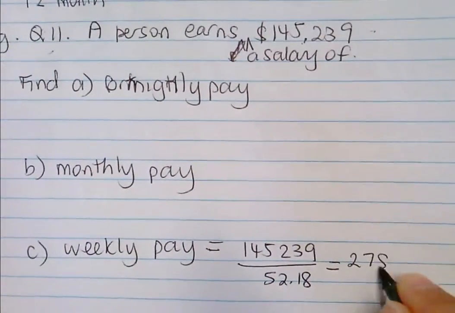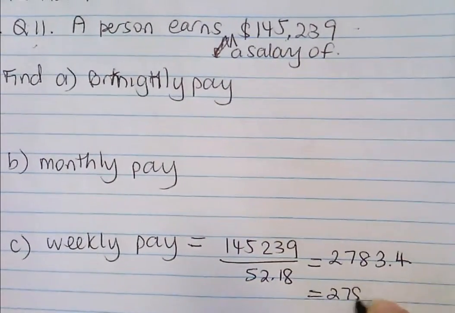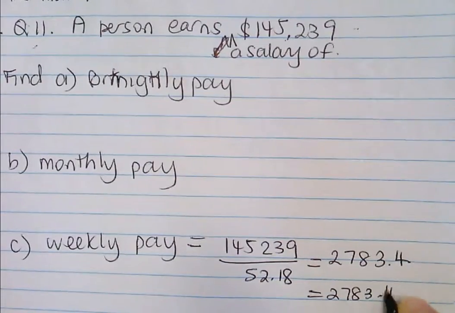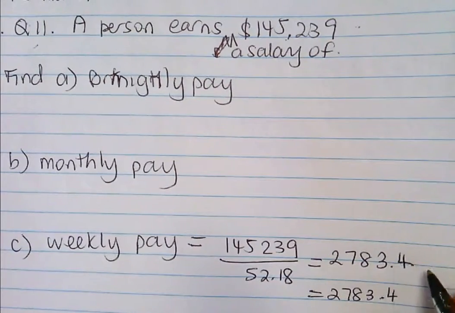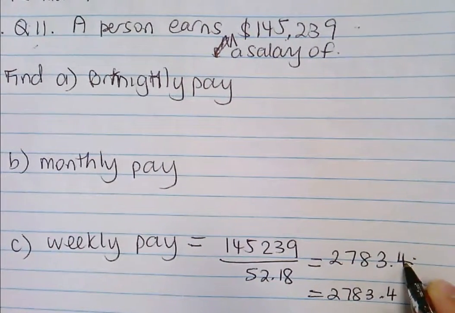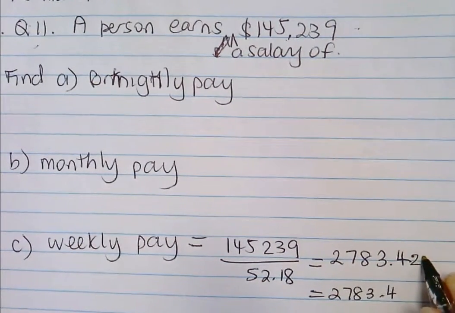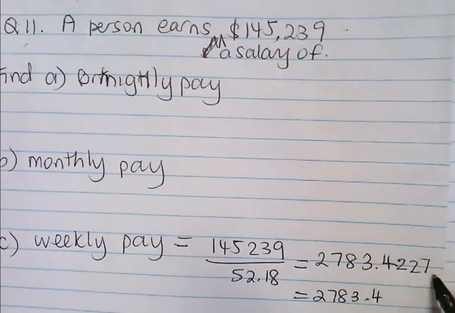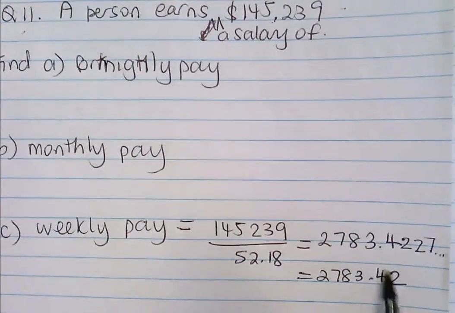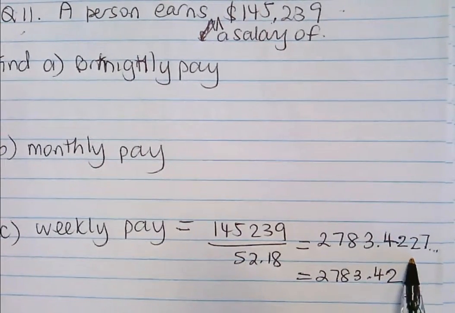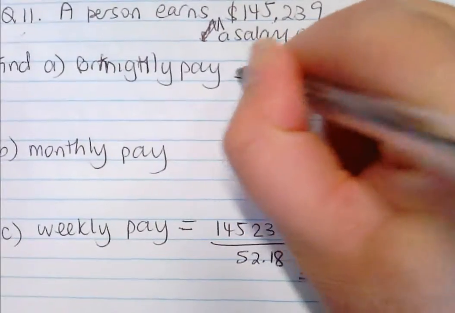2783.42. Can you give me that unrounded, please? What have you got that as unrounded? 2783.4 what? 0.4. Okay, 2783.422767. I'm just going to keep that there. So we can see if we round that, it's 2783.42. Why do you think I'm keeping this answer up here, this 2783.4227? Because what am I about to do with it?